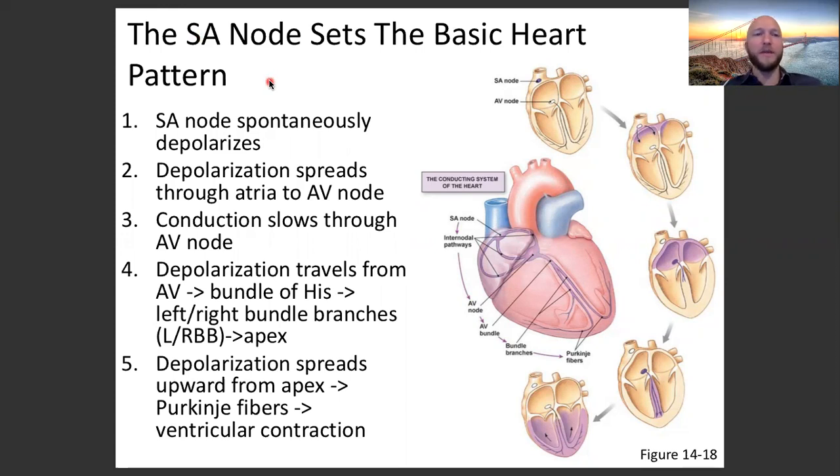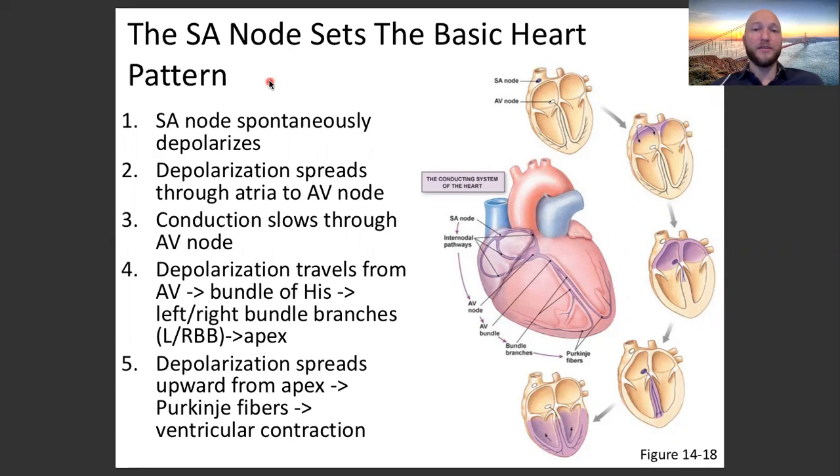All right, so let's get right into it. The SA node sets the basic heart pattern. We're going to look at how a heartbeat happens. We're going to look at the heartbeat cycle, the heart cycle, from a few different viewpoints, and then we're going to put them together. We're going to look at the cycle as a whole a few different times in a few different ways, and then we're going to compare them. This should give you a good understanding of what's happening at each moment throughout a cardiac cycle, throughout a heartbeat.